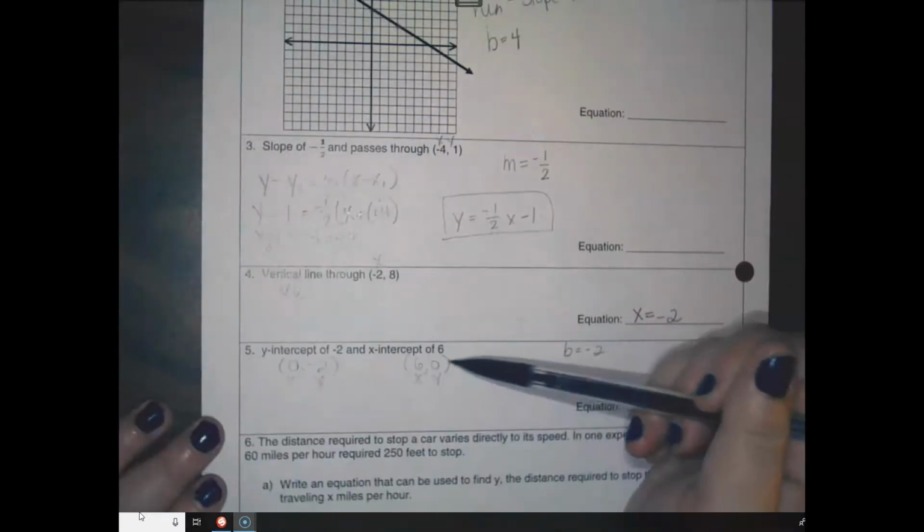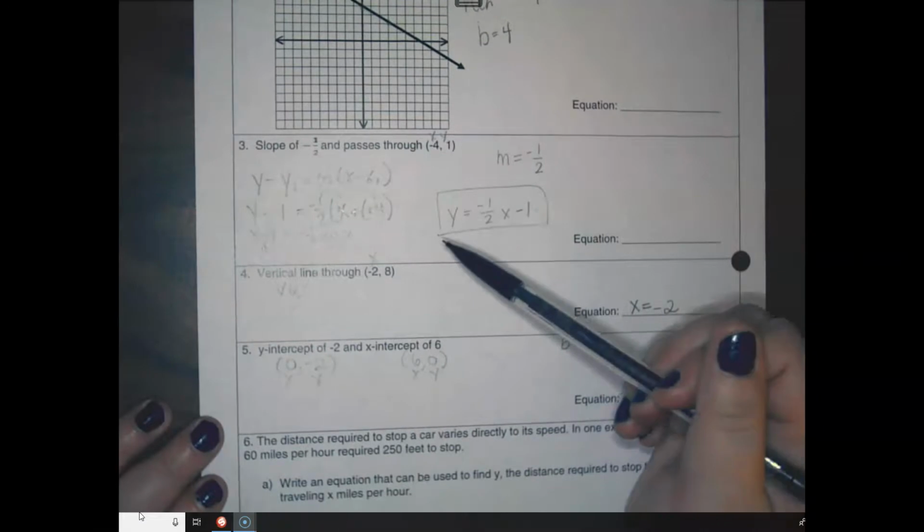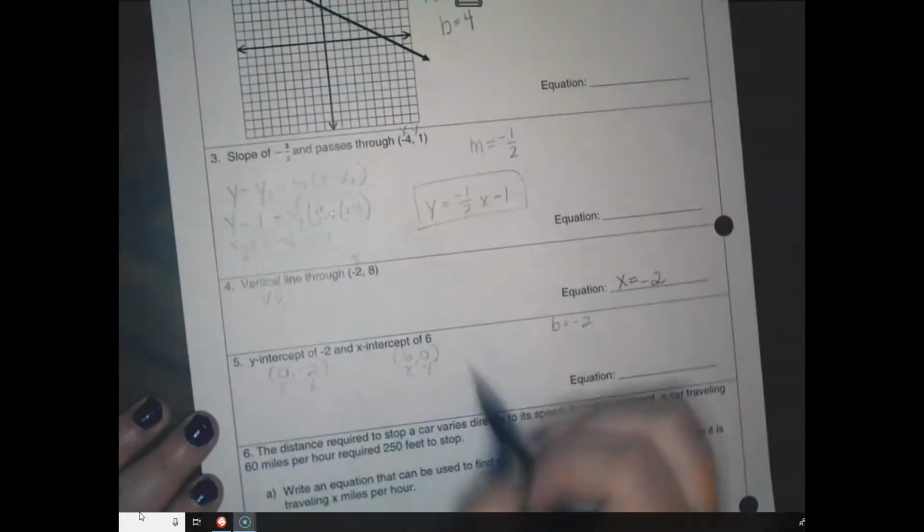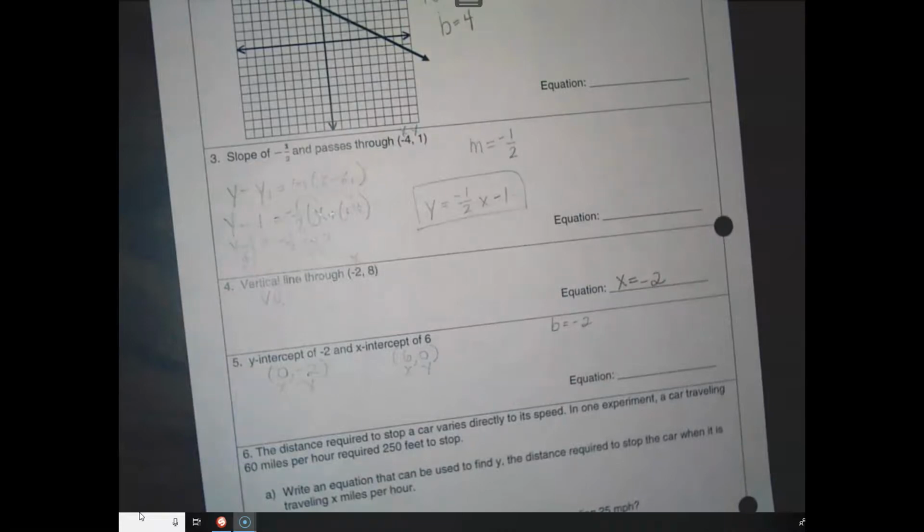I had a student who told me that they like to just plot those points and do rise over run. That's okay if you have a graph, if that's how you want to do it. Some people like to put it into a table and then look at the change in y over the change in x. That's also okay.